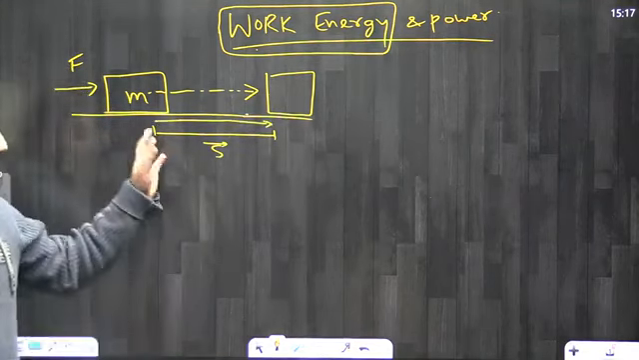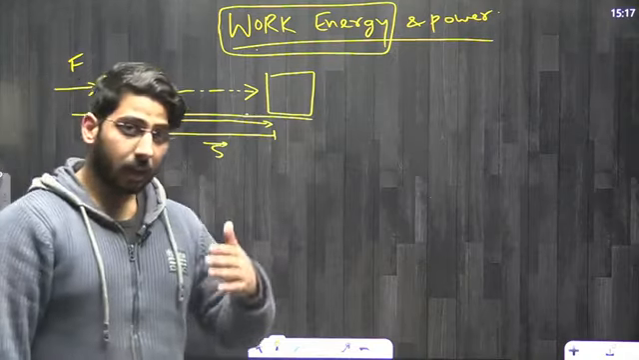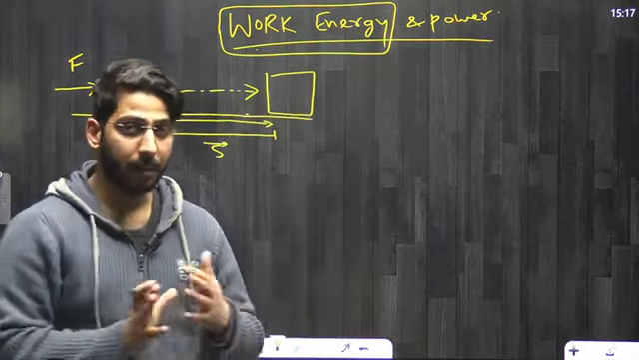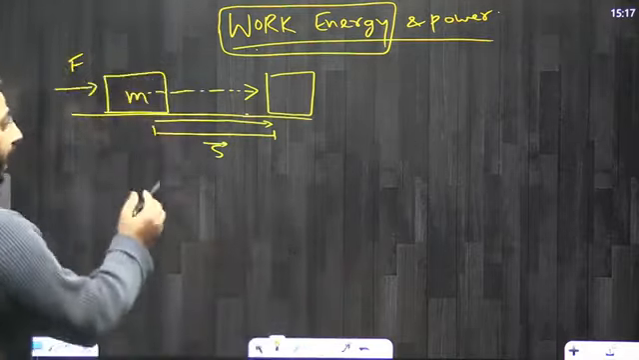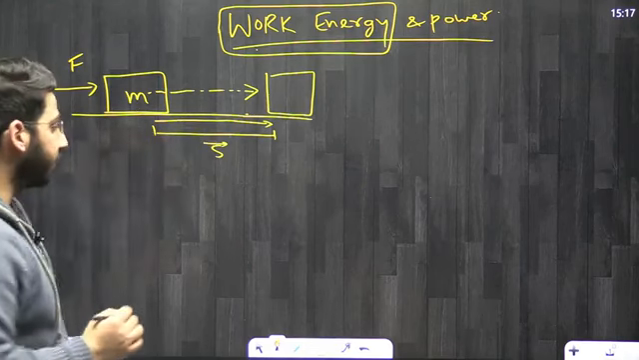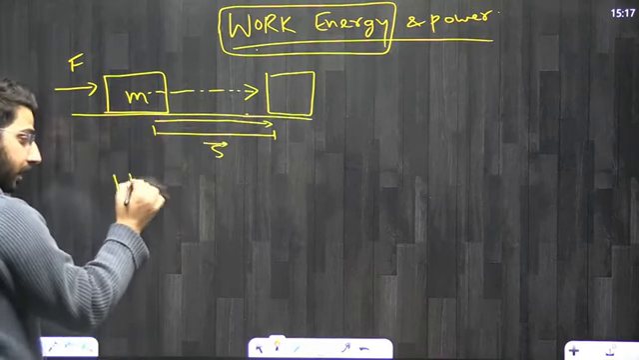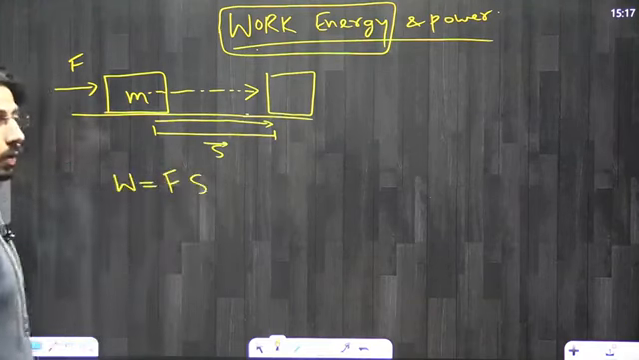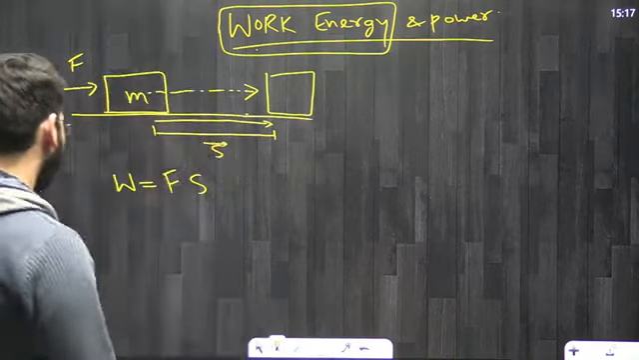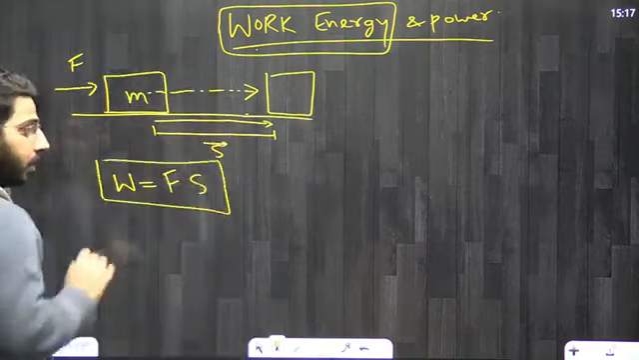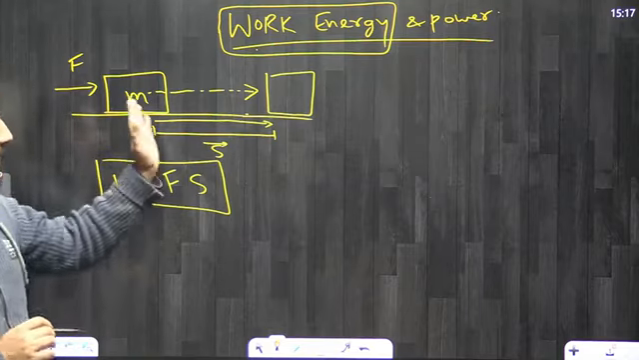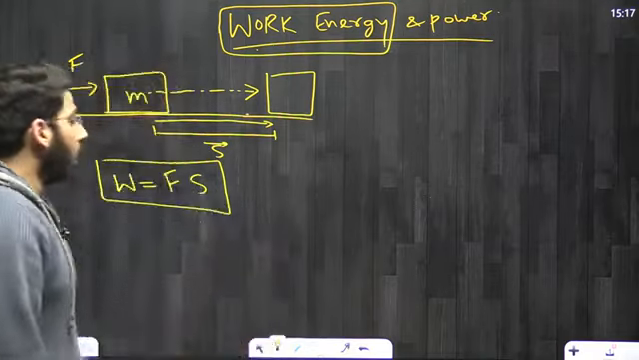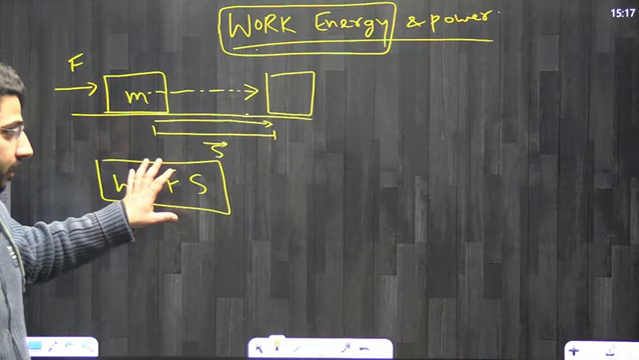Now, when I apply a force and under the influence of that force I make a body move, I make a body accelerate, then I will say that work has been done. And what is the value of the work done? Work is equal to force into displacement. This is the simplest case: the force is constant and the displacement is exactly in the same direction as the force.